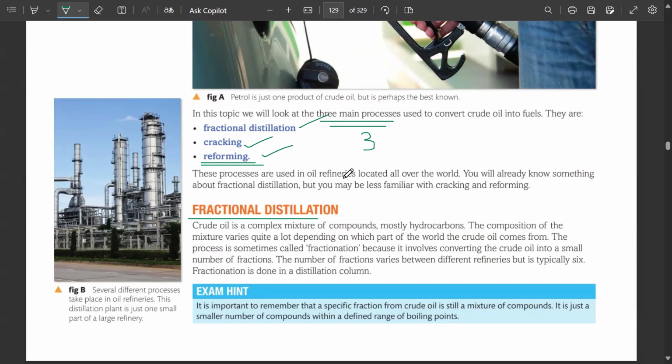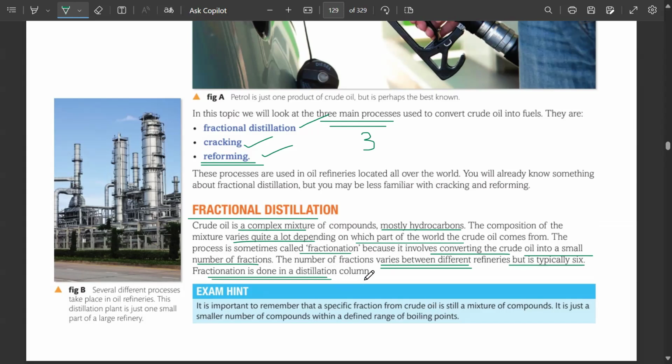Good, on the basis of boiling points, remember IGCSE? Crude oil is a complex mixture of compounds, mostly hydrocarbons. The composition varies quite a lot depending on which part of the world the crude oil comes from. The amount of carbon in the crude oil is different in all of them. This process is sometimes also called fractionation because it involves separating the crude oil into a small number of fractions. The number of fractions varies between refineries, but it is typically six.